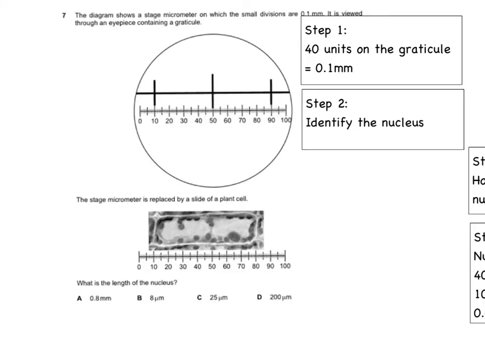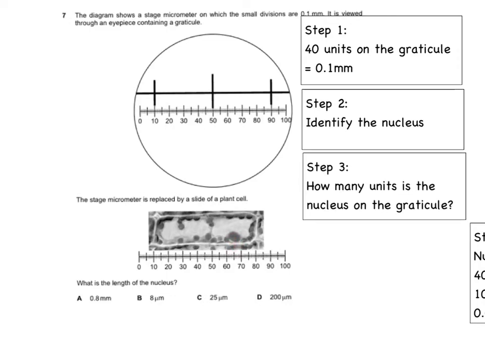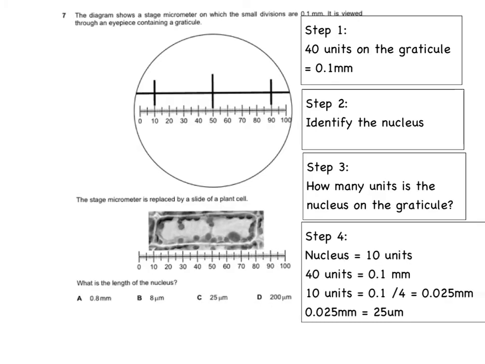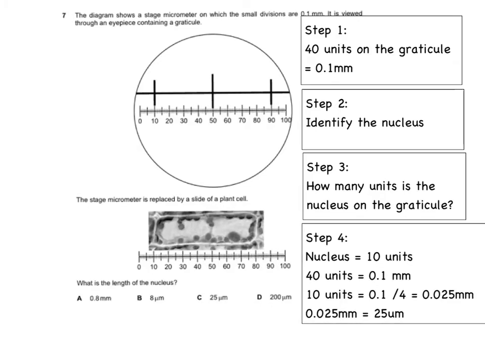Then step 2, you need to identify the thing that you are actually measuring. So there is your nucleus. Step 3, how many units is the nucleus on the graticule? So at that point you need to go, well, it's from there to there. Okay. So step 4, the nucleus equals 10 units.